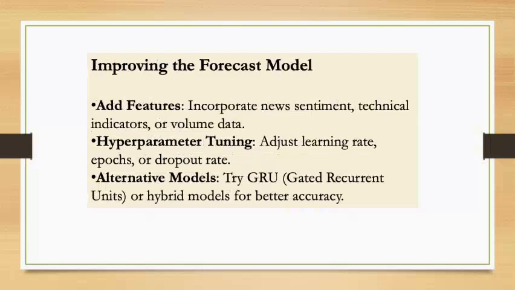To improve the forecast model, we add features, which incorporates news sentiment, technical indicators or volume data; hyperparameter tuning, which is adjusting the learning rate, epochs or dropout rate; and alternative models, again trying the gated recurrent units or hybrid models for better accuracy.